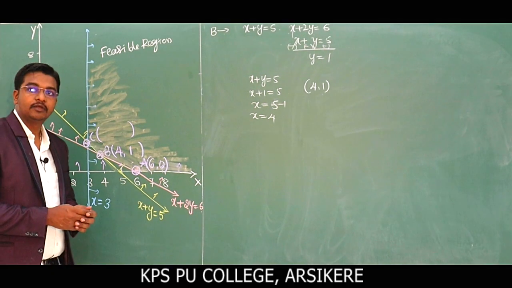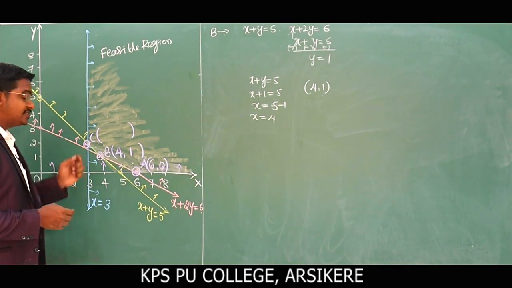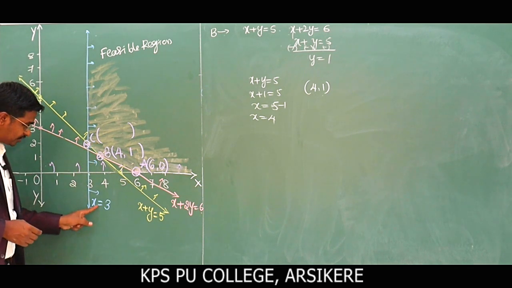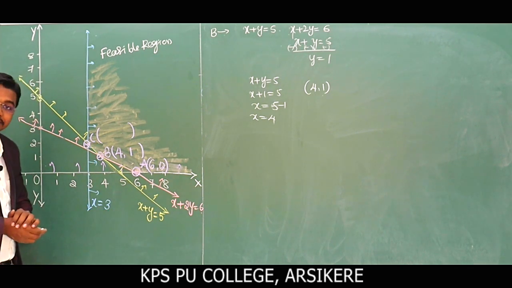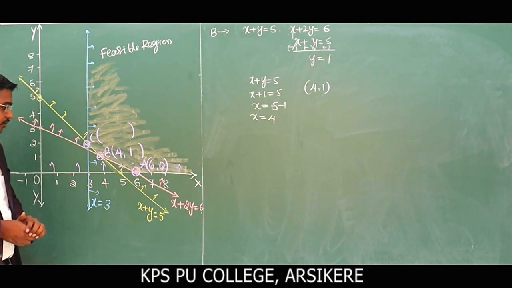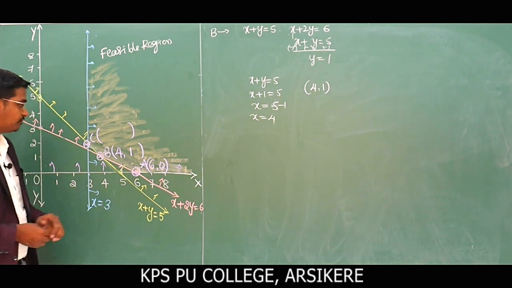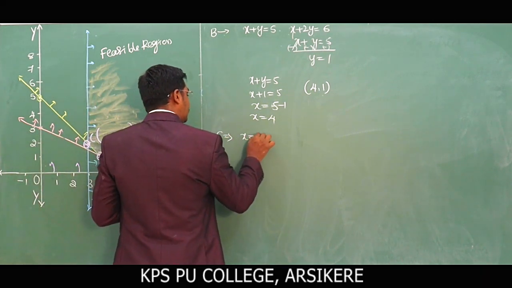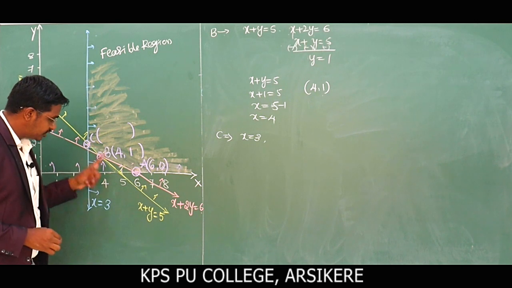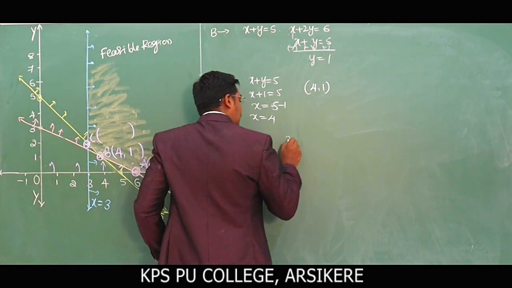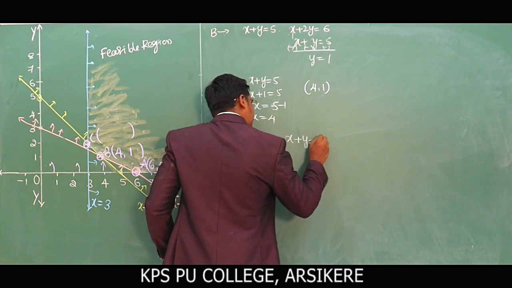Is it clear? Now find the point C. To find the point C, just solve the equations x is equal to 3 and x plus y is equal to 5. So for the point C, one equation is x is equal to 3, and the other equation is x plus y is equal to 5.